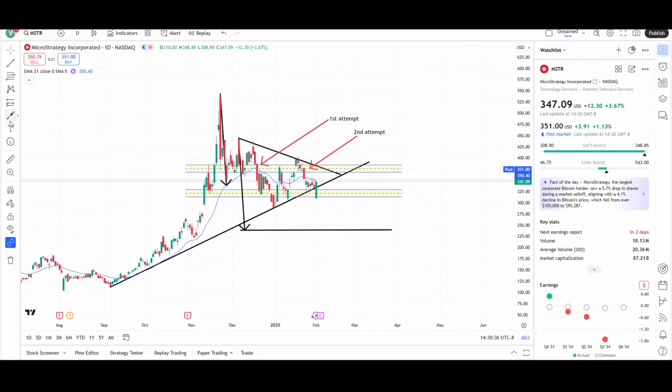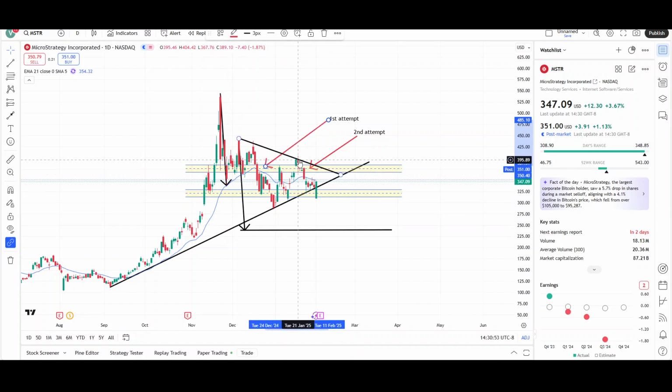Longer term, you can see that the bears were attempting to make a measured move target lower towards that 238, 240 level for a while now. This was the first attempt. I put a red arrow at the first attempt. So all this drop right here is the bears' attempt to reach that target, and it failed. And then price corrected higher.